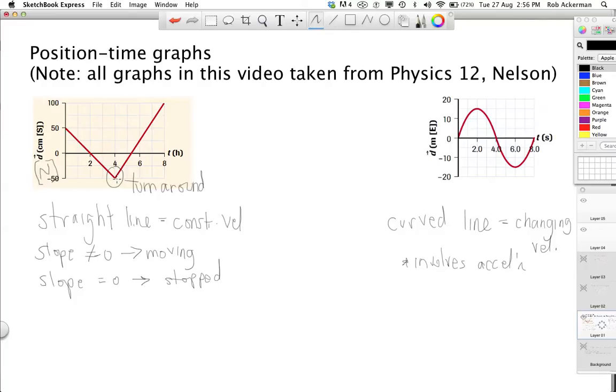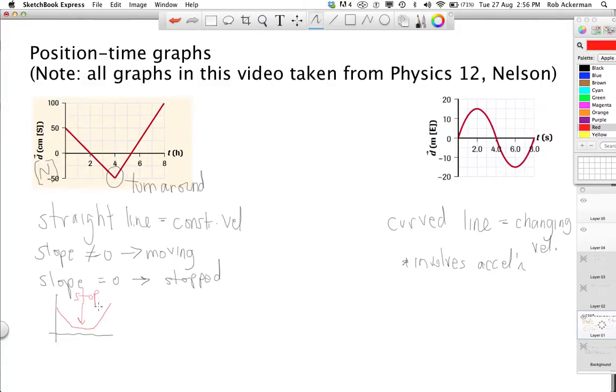It's a sharp point. But of course, I'm probably getting a little bit ahead of myself. A graph where you see a slope that is equal to 0, for example, suppose we had something like the following. Suppose we had this, and then a horizontal line, and then that. This would indicate a stop here.